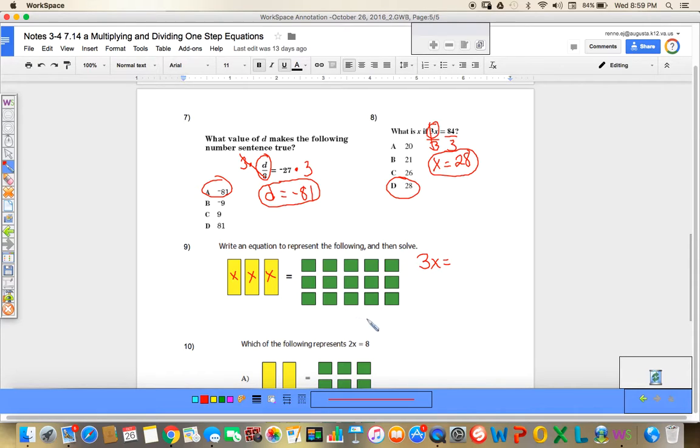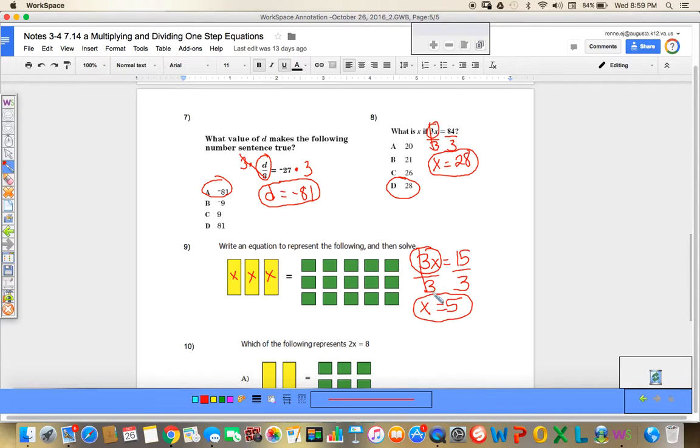Now each of these green cubes are positives. So I have 3 groups of 5, so I have 15 of them. Okay, so you see I have a multiplication equation. So I'm going to circle my variable. The opposite of multiplication is division, so I'm going to divide both sides by 3. 3 divided by 3 is a 1 in disguise, so x equals 5.